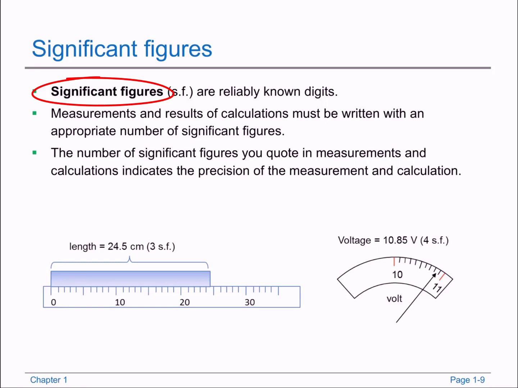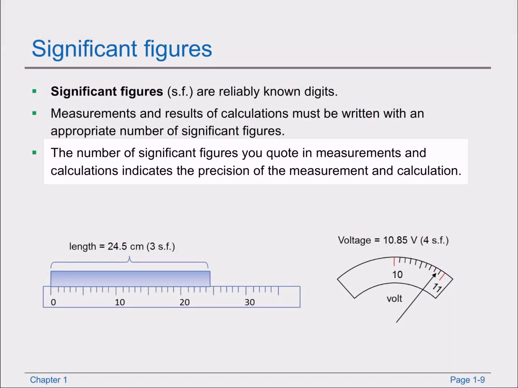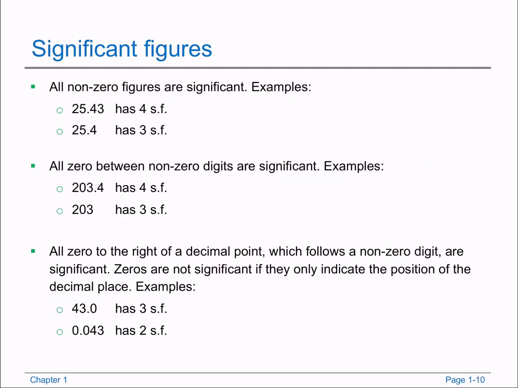A measurement result that carries more significant figures is supposedly more precise than those with fewer significant figures. The more numbers there are, the more precise your measurement is. So what we're going to do now is to learn how to count the number of significant figures in your result. Now these are the rules of significant figures.